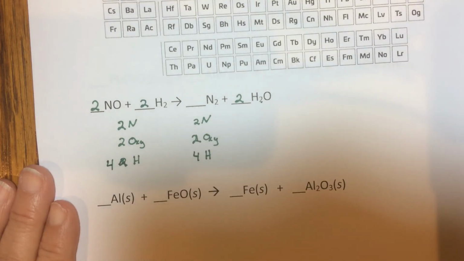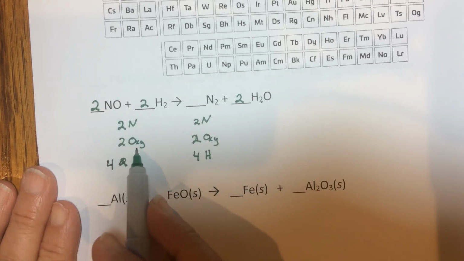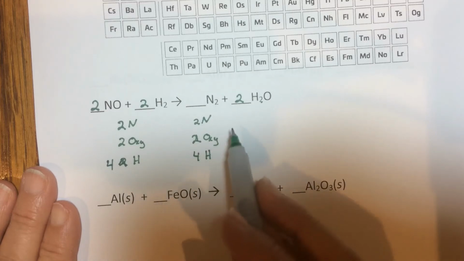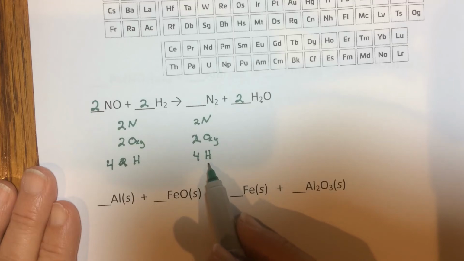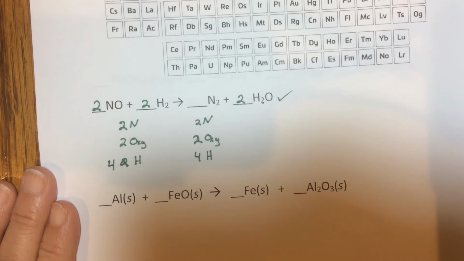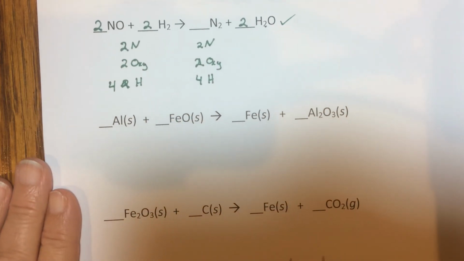Now we can double check that we still have 2 nitrogens, 2 oxygens, and 4 hydrogens on the reactant side, 2 nitrogens, 2 oxygens, and 4 hydrogens on the product side. And so we are balanced. So let's look at this one.